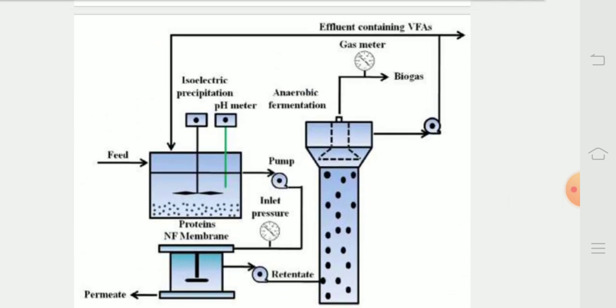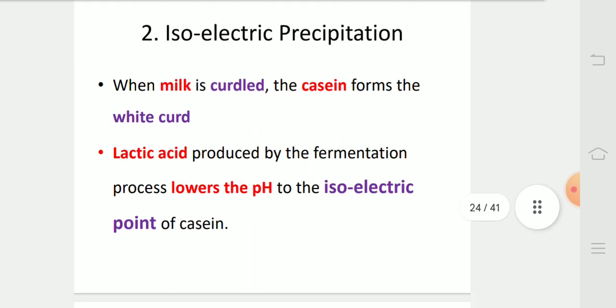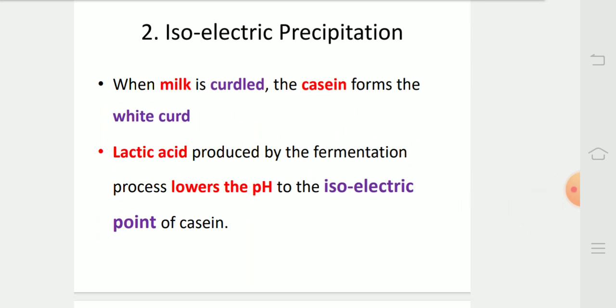In this diagram, we can see the mechanism of isoelectric pH precipitation. When the milk is curdled, the casein forms a white curd, while lactic acid produced by the fermentation process lowers the pH to the isoelectric point of casein.